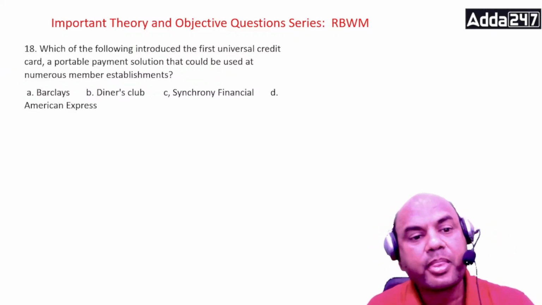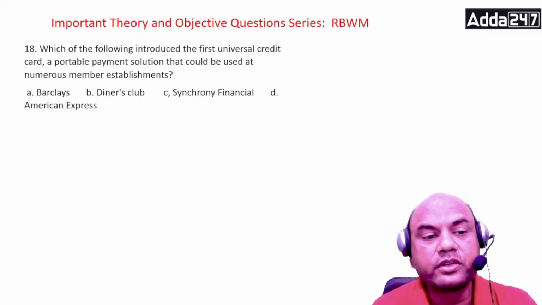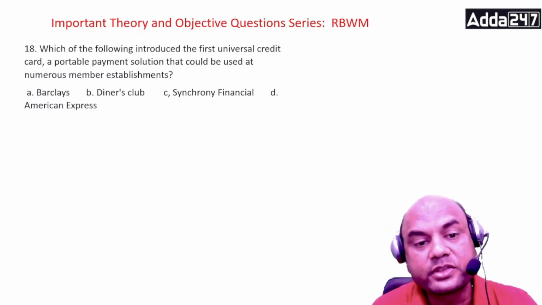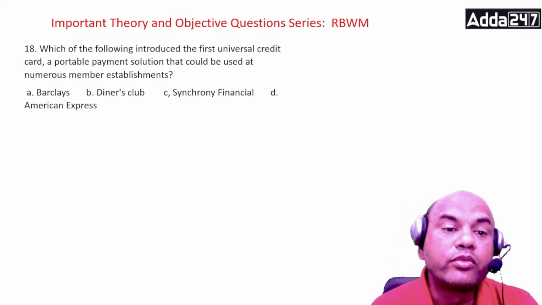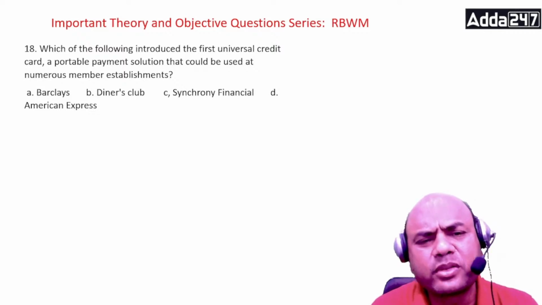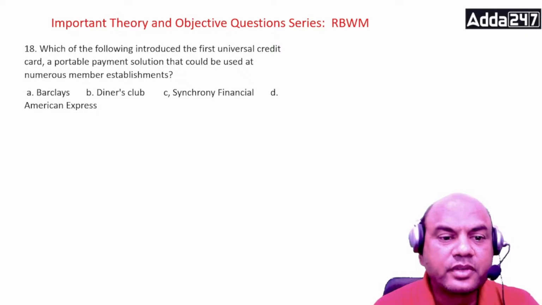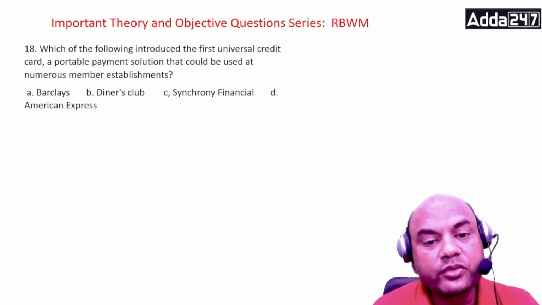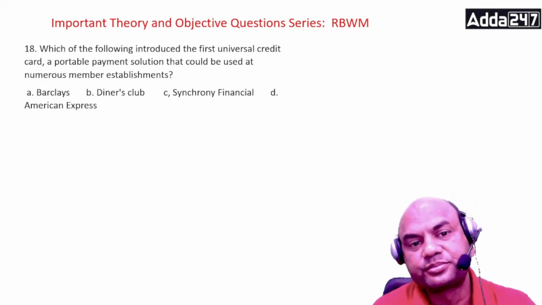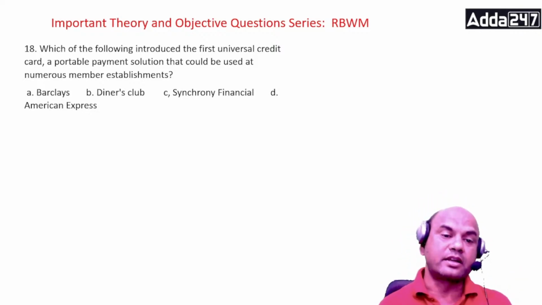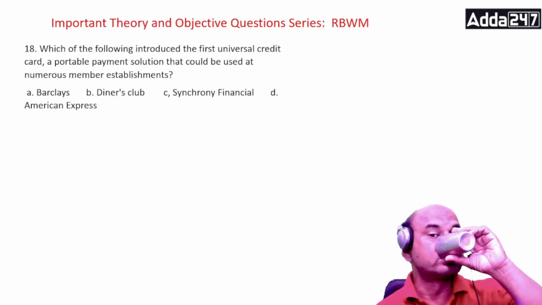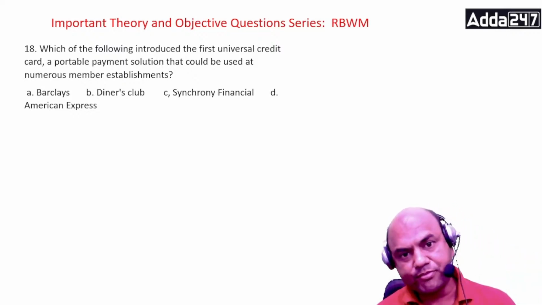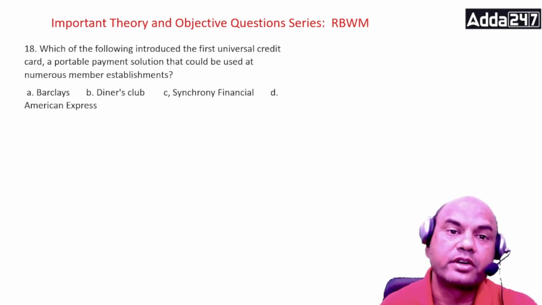One more. Which of the following introduced the first universal credit card, a portable payment solution that could be used at numerous member establishments? First credit card was introduced by whom? Simple question. Barclays, Diners Club, Synchrony Financial and American Express. Who introduced the first credit card?